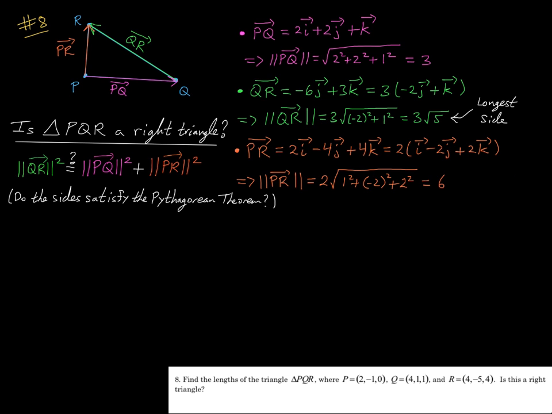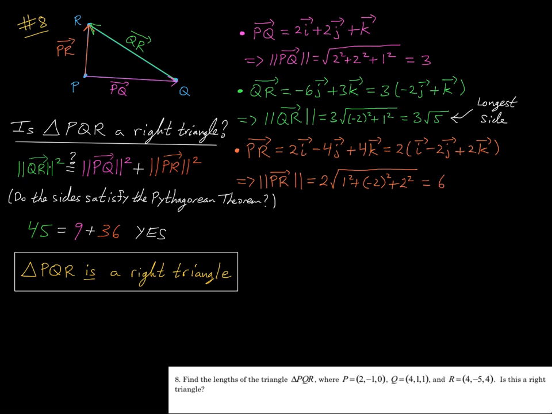In this case, the answer is yes. If I square 3 root 5, I get 45, and then squaring these other two sides, I get a 9 and a 36. So the answer there is yes.